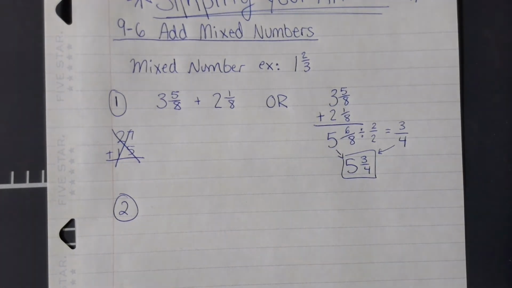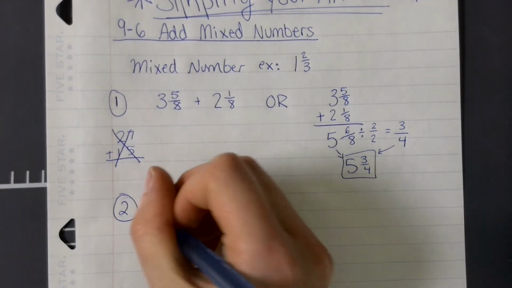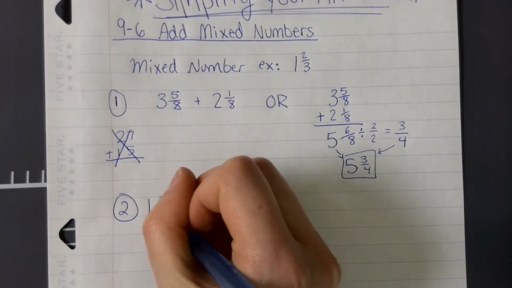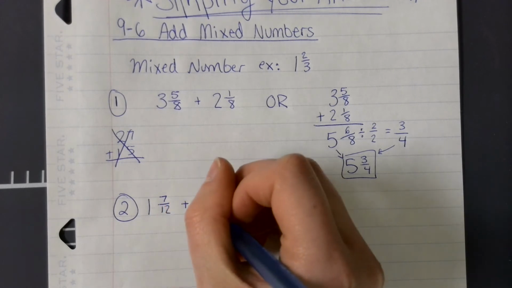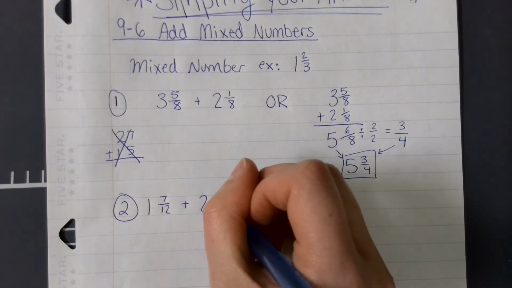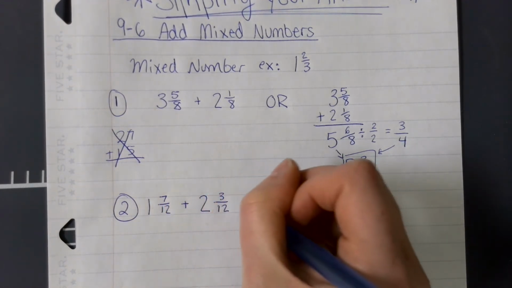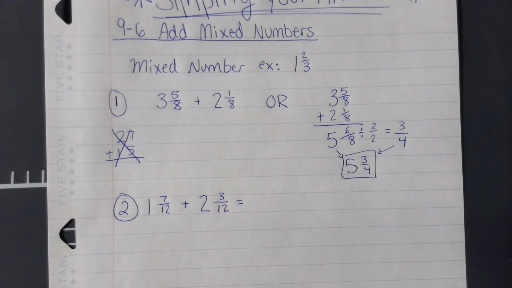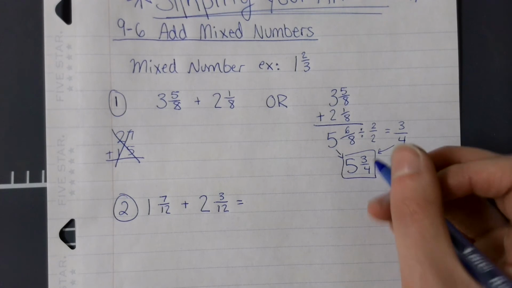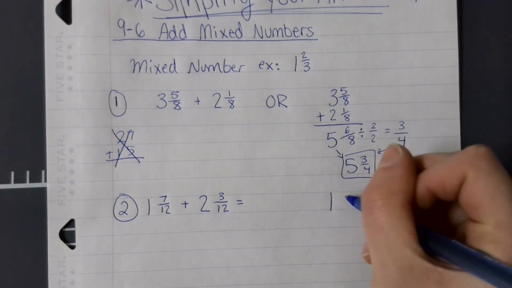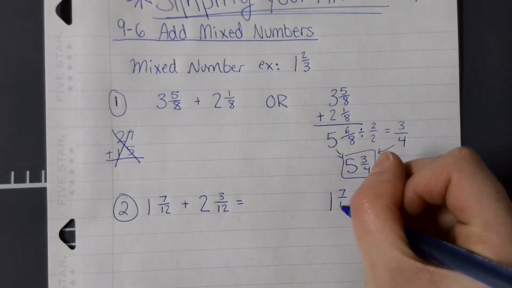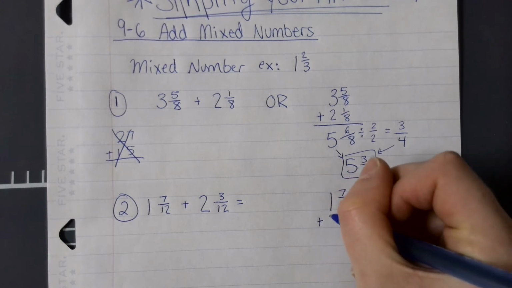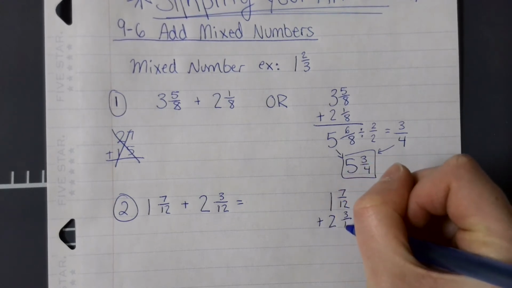Okay, let's do our next example. Let's do 1 7/12 plus 2 3/12. Okay, if you would like to stack that, you may. I always think that's a great strategy. So I'm actually going to do that over here. 1 7/12 plus 2 3/12.